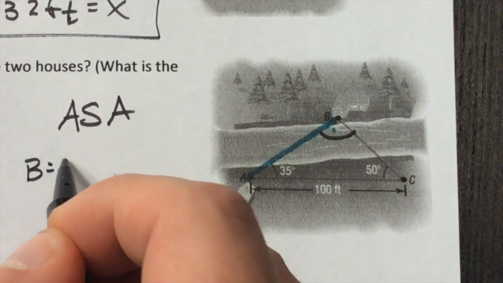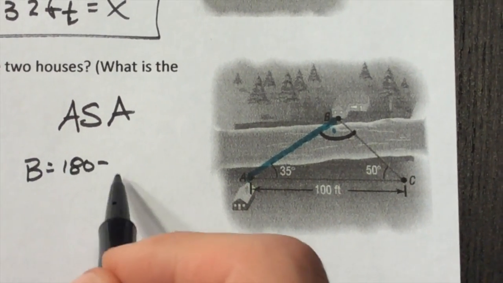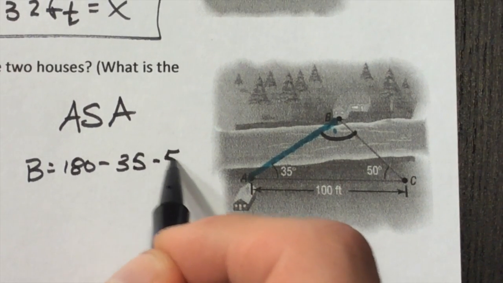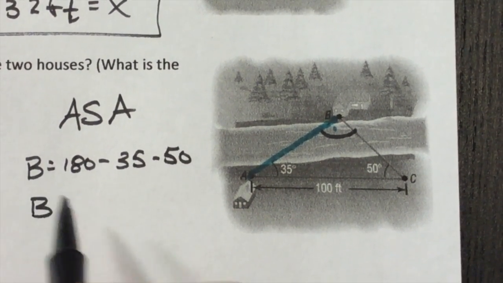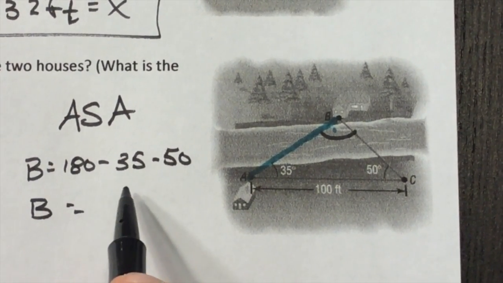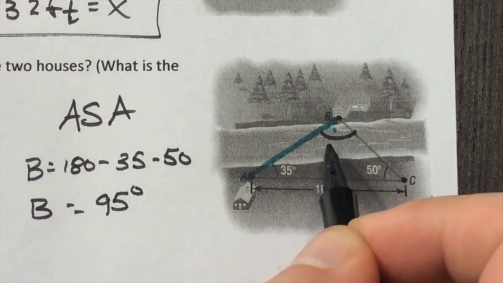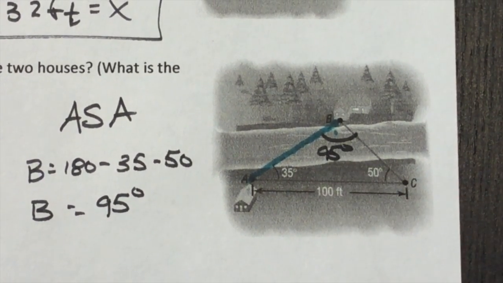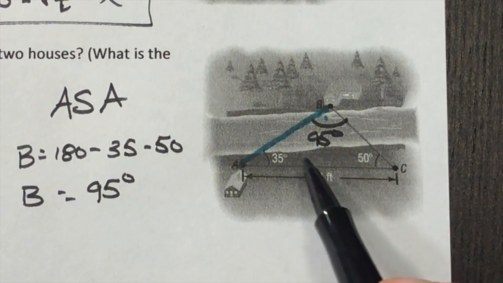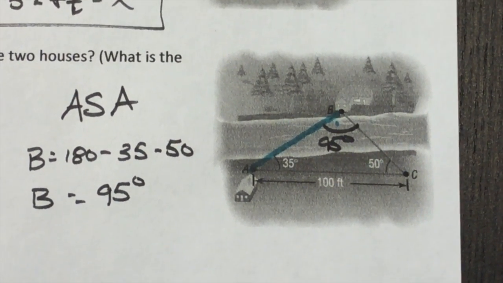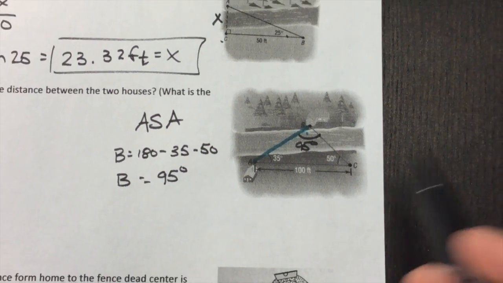So B is 180 minus 35 minus 50. Type that into my calculator. 180 minus 35 minus 50. That gives me 95 degrees. So that's 95 degrees, and that allows me to do the law of sines.